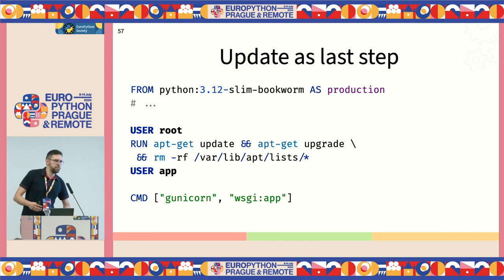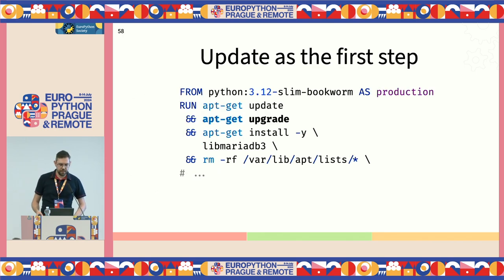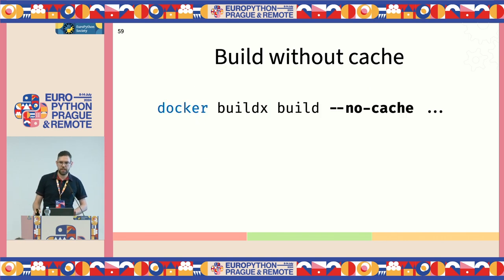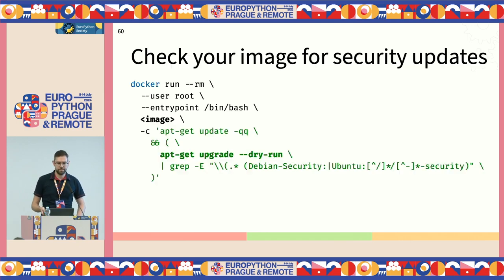You might need to switch back to root in order to install the updates, so don't forget to switch back to your user afterwards. If you update as the first step, the packages will be cached and updated during a full image rebuild. In this case, you should regularly rebuild your image from scratch, for example, as a part of a scheduled job. This can be done by passing a no-cache flag to the build command. GitHub Action has an option called no-cache, and other CI/CD pipelines will have something similar.